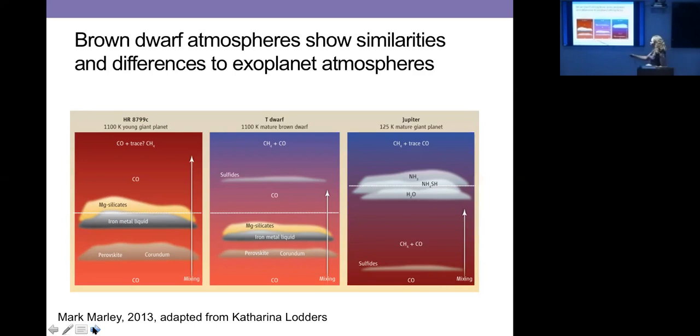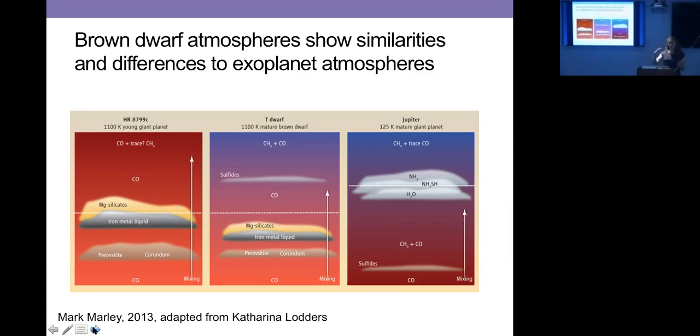So what I've got here are 3 different model atmospheres. This one is from HR 8799c, which is at 1100 Kelvin. It's a young giant planet. And then we've got a field T dwarf, and then we've got Jupiter. And you can see that they all have very similar species located within their atmospheres.